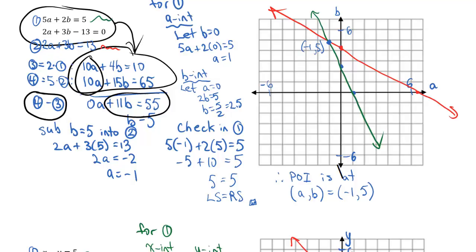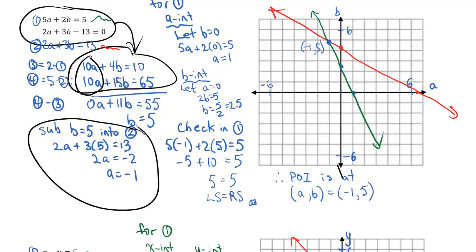And then we move on, and we get to this stage right here. So I have my B equals 5. I can substitute this B equals 5 into either equation 1 or equation 2. Doesn't matter. So I chose 2, and I got A equals negative 1. So now I have my A and my B. These are solutions that are common between the two lines.